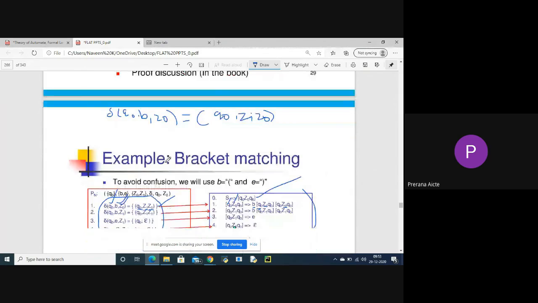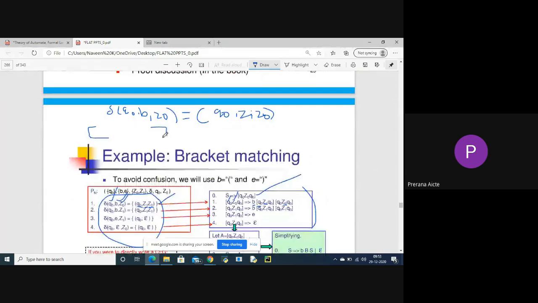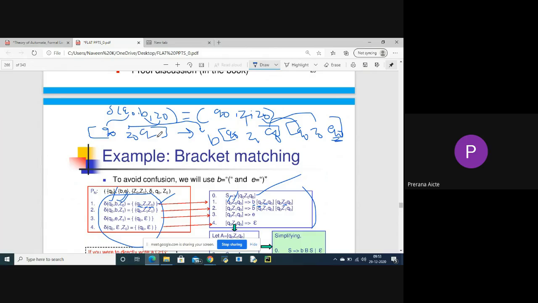It is written as q naught z naught to b q naught z1 z naught. Here there is only one possibility, q naught q naught, here this q naught here. Okay, in the same manner for the production 2 is also common.